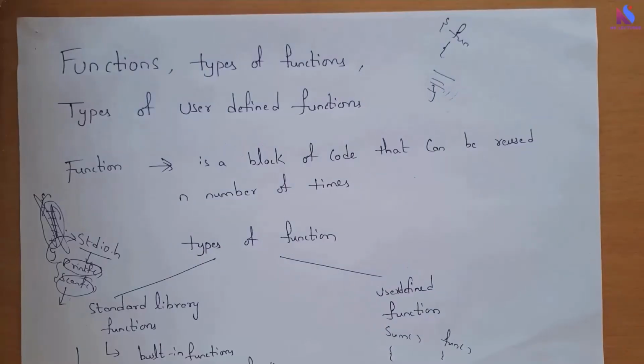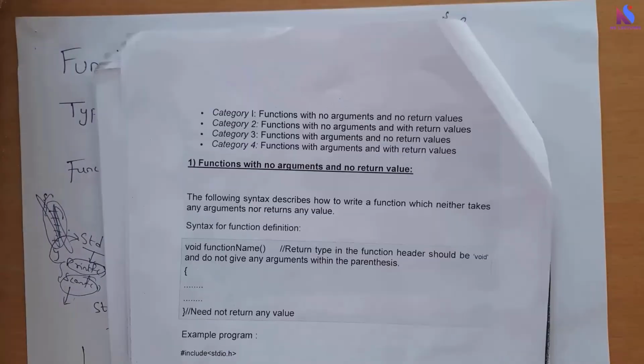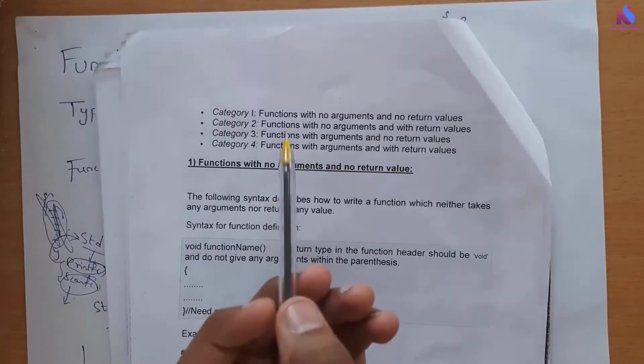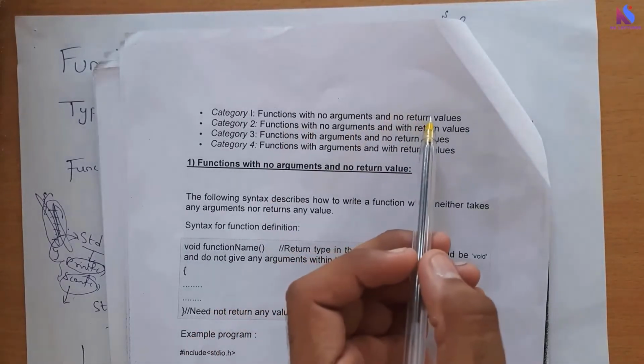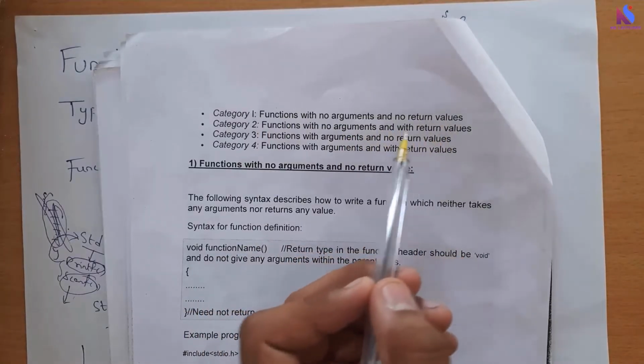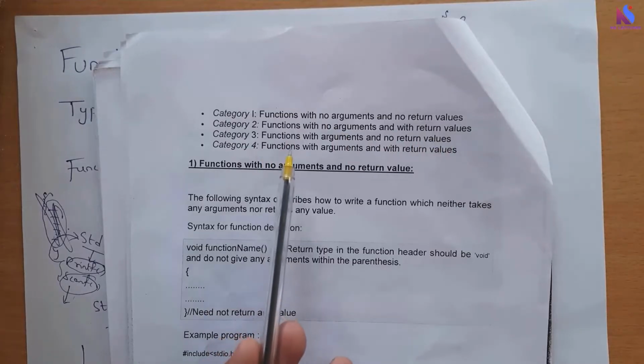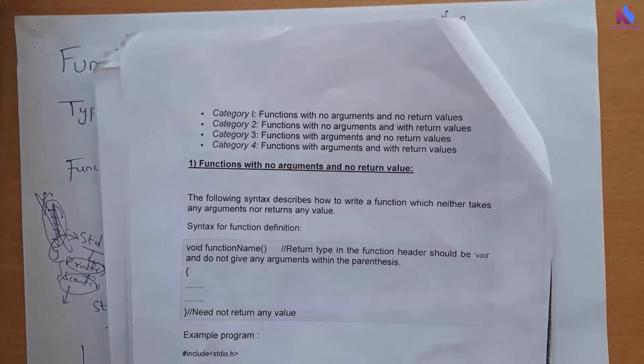Next I will explain various types of user defined functions. User defined functions are classified into four types. First one is function with no arguments and no return values, and second one is function with no arguments and with return values. Third one is function with arguments and no return values. Fourth one is function with arguments and with return values. I will explain programs for all these categories.